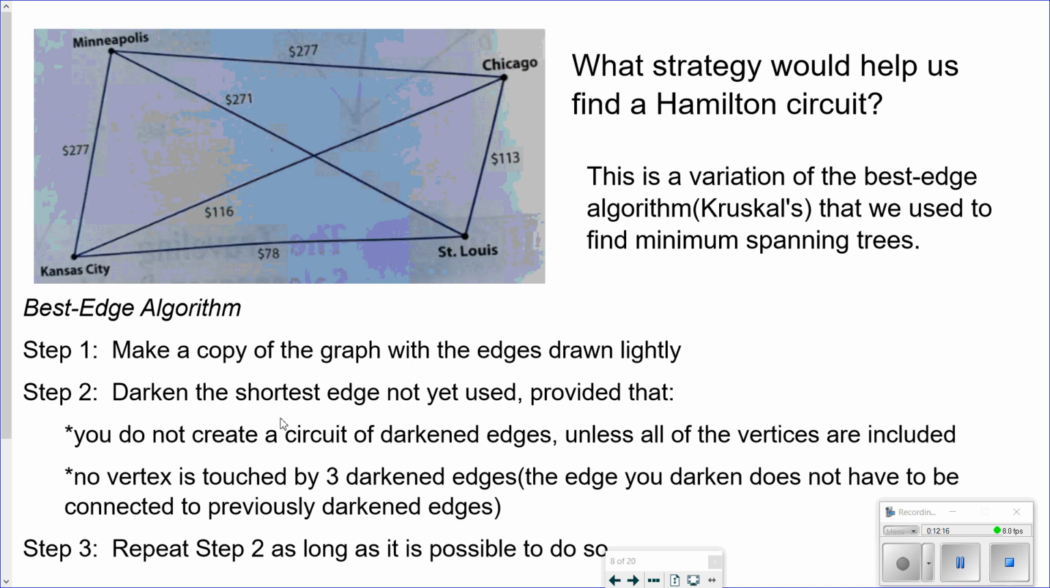So we're going to be darkening them as long as we do not create a circuit of darkened edges or highlighted edges, unless all the vertices are included, and no vertex can be touched by 3 darkened edges. The edge you darken does not have to be connected to previously darkened edges. Okay, and then we just keep repeating step 2 as long as it's possible to do that. Okay, so this is a little more complicated algorithm.